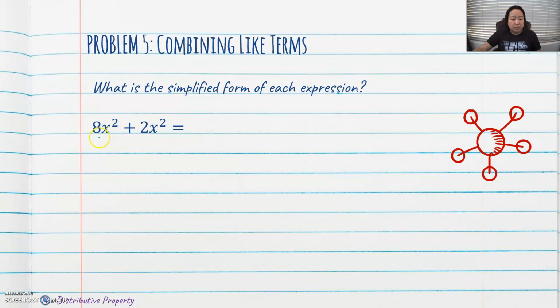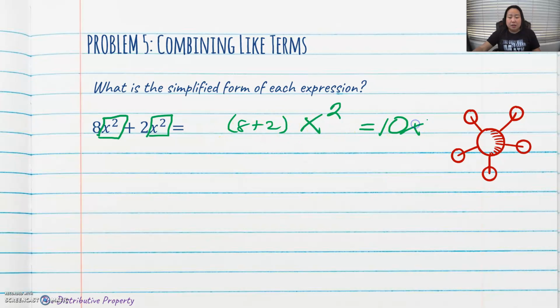Let's analyze this. Our variable here is x squared. This is also x squared. Do they look the same? Yes. This is x squared, this is x squared. So definitely we will have an x squared in there. We simply add those coefficients. So it's going to be 8 plus 2, and that will eventually give us 10x squared.